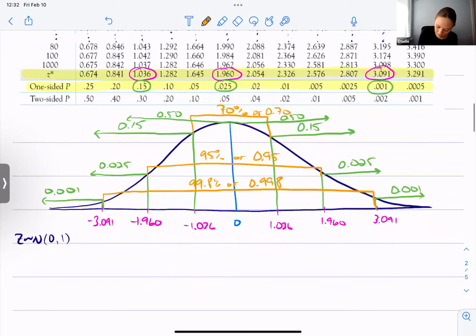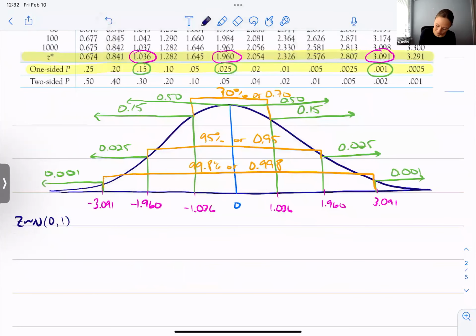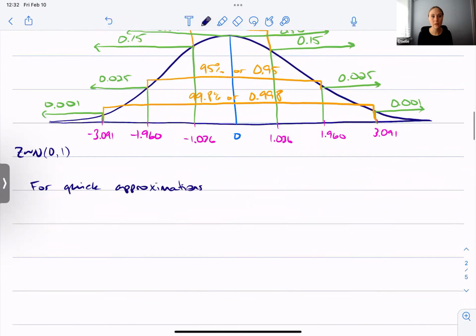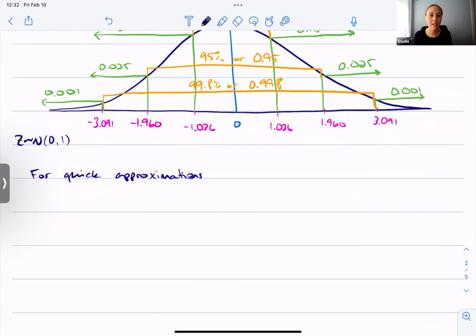Okay, so let's start that. For quick approximations, you'll have this table. However much you want to use it or not is up to you, but you'll have that table in a test. I'll print off a fresh one.